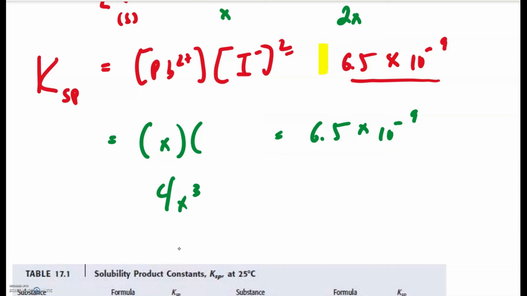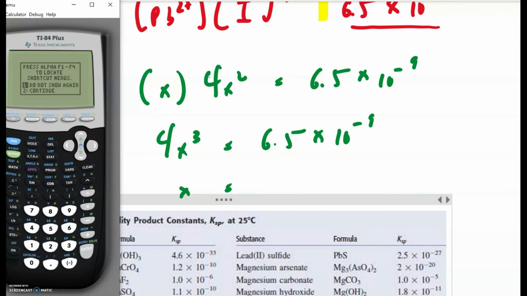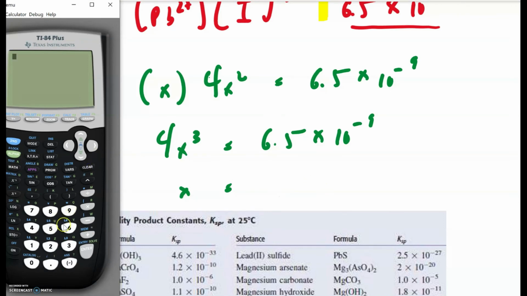Because when we express this out, this is now 4x squared times x, which is 4x cubed, equals 6.5 times 10 to the negative ninth. If we solve for x, I'm going to bust out my fancy calculator here. What this tells us, 6.5 times 10 to the negative ninth, remember these vary wildly, we're going to divide this by 4. And then we're going to take the cubed root. And so here's my math function. Let's take the cubed root of this answer.